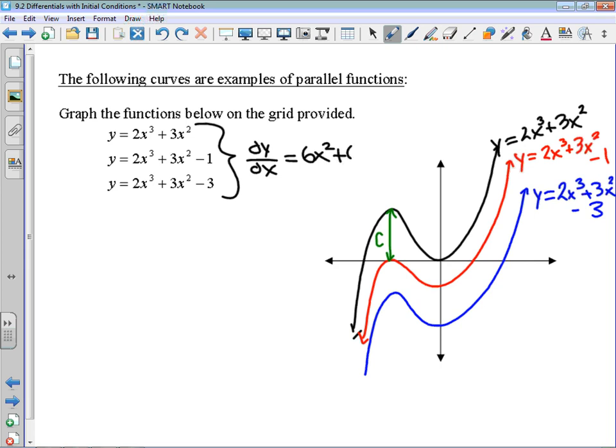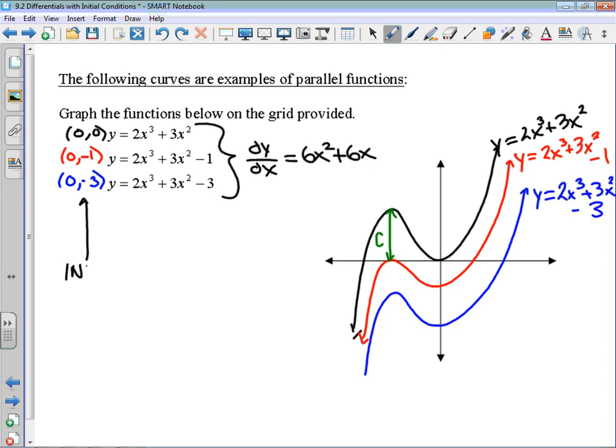So all 3 of these functions have the same differential equation, but what we would notice is that the first graph, and I'll make sure I color code this correctly, passes through the origin, 0, 0. The graph in red passes through 0, -1, and the graph in blue passes through 0, -3. These, what I've written on the far left, would be our initial conditions.